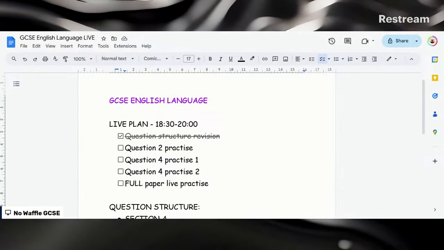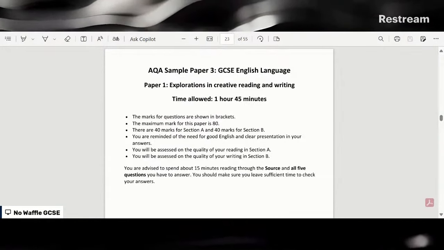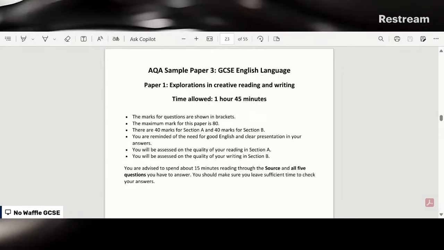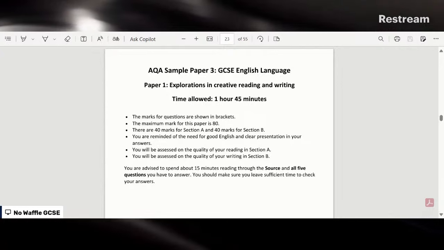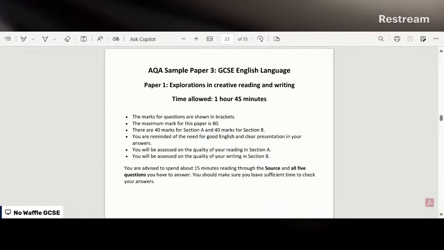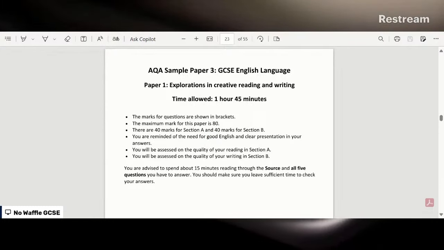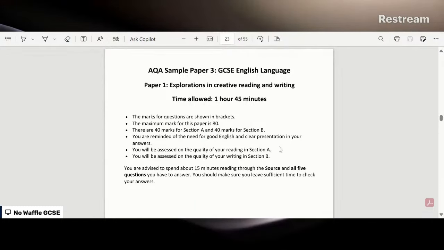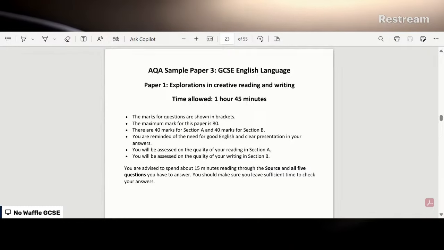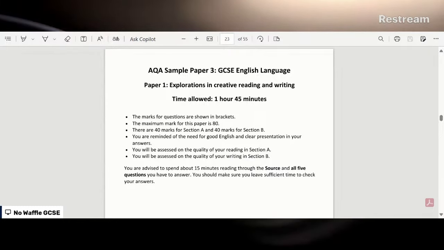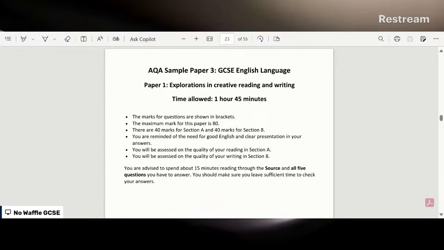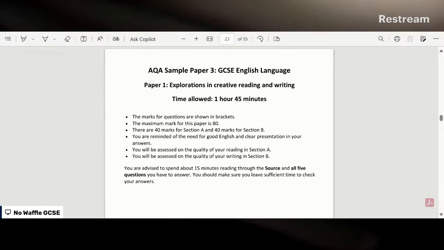Okay. So here you have it. You've got a bit of information. The maximum mark for the paper is 80, 40 marks for section A, 40 marks for section B. You're reminded of the need of good English. Look how the irony when they say good English and they use the word good to describe it. Clear presentation in your answers. You'll be assessed on the quality of your reading in section A and the quality of your writing. So it's all about the assessment objectives are mainly about inference. So inference, your ability to take things from a text, whether it's explicit, obvious, or implicit. So less obvious.